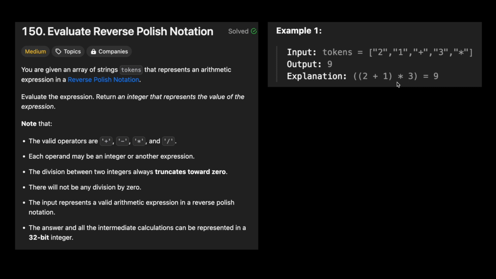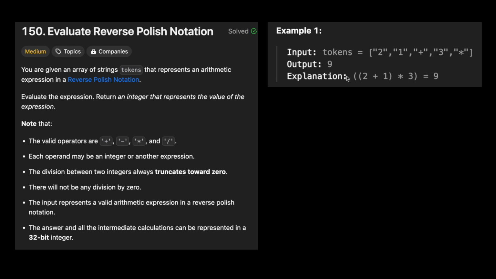And that's the explanation, right? So how do we get from this array here to this logic in the explanation right here? So we're given a set of validators, you can see on the left-hand side, plus, minus, asterisk for multiplication, and we have a division. And the division between two integers always truncates towards 0. So this is actually something to pay attention to when we're doing the question, because if you don't implement this, you're going to get the incorrect answer.